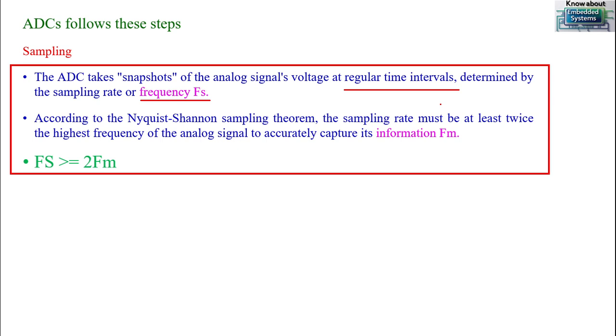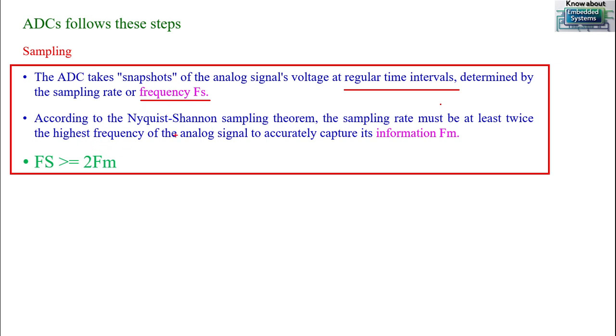So what do you mean by sampling? Sampling is nothing but taking the samples of a continuous signal or analog signal, and this is called the sampling process. Okay, and it will be represented by Fs. Fs stands for sampling frequency.